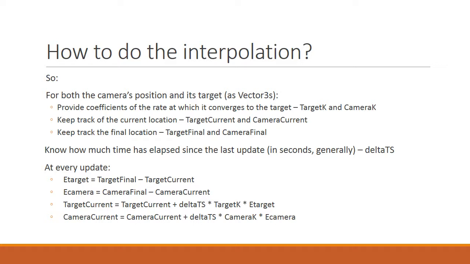At every update, all you do is you calculate your error. In the case of the target, it's target final minus target current. And then you update the target current, which is where it is right now, plus delta TS times its coefficient times the error for the target. And you just keep doing this every update. You just let it do its thing. It'll never diverge, it'll never run away. It'll just maintain a fluid flow between where it is right now and where it should end up at some point.